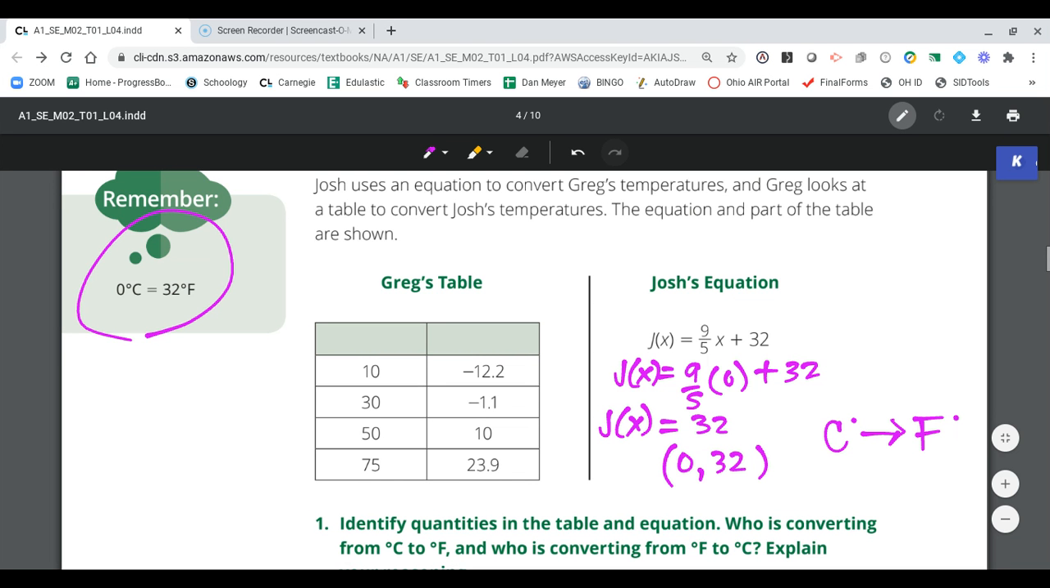And so when Greg tells him it's 100 degrees outside, Josh will put that into his equation to figure out what that means in Celsius. So that means that Greg's goes from Fahrenheit to Celsius. So when Josh tells him it's 25 degrees, which is really hot actually in Celsius, Greg will plug that into his table to try to figure out what that means in Fahrenheit.